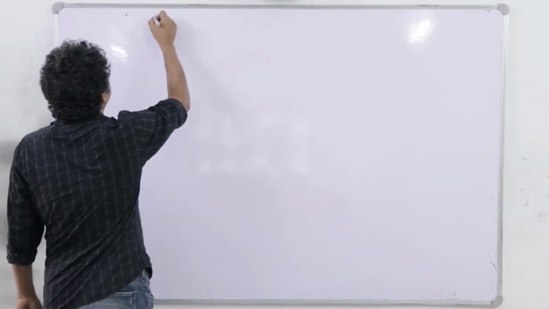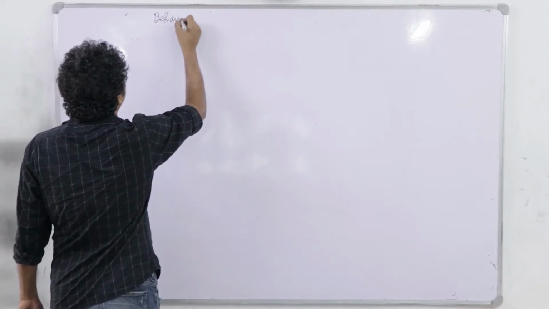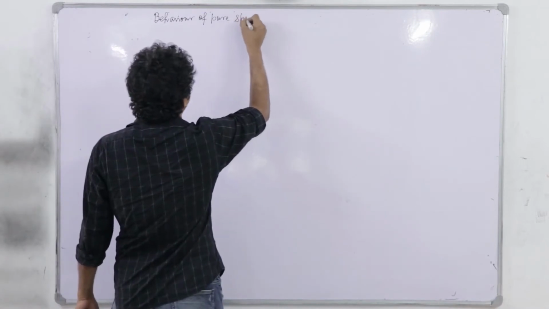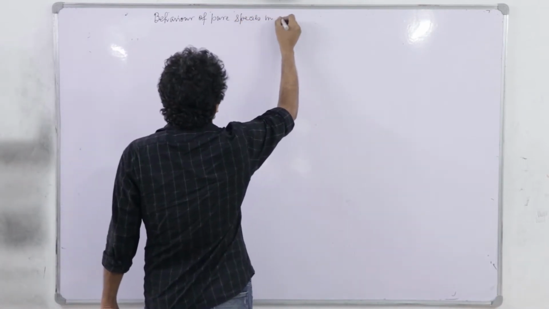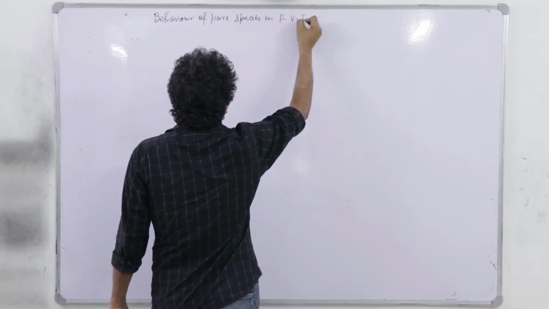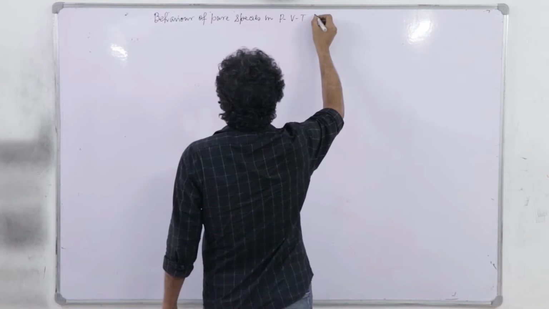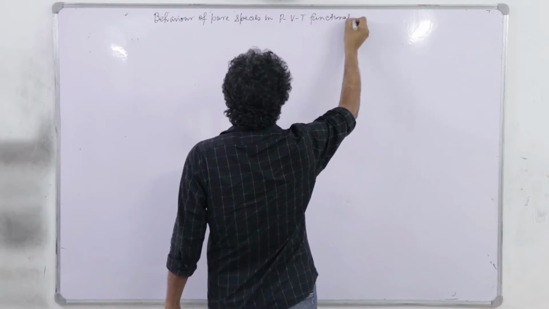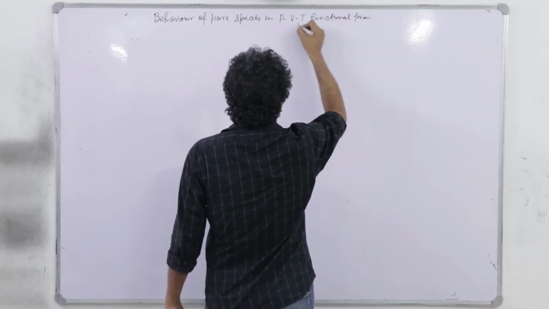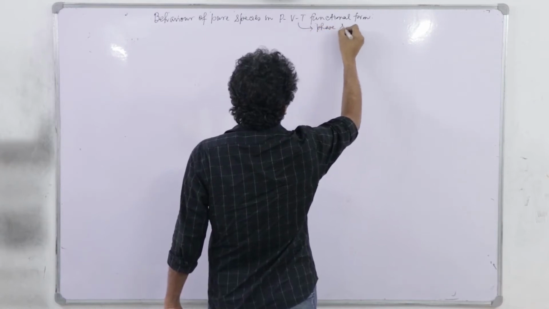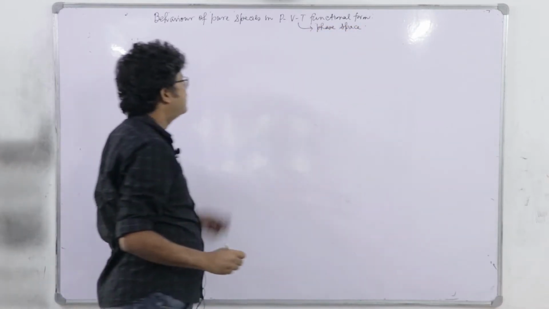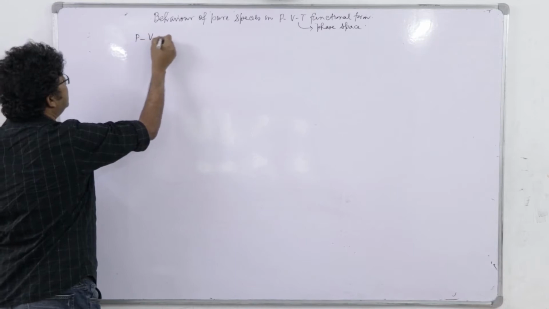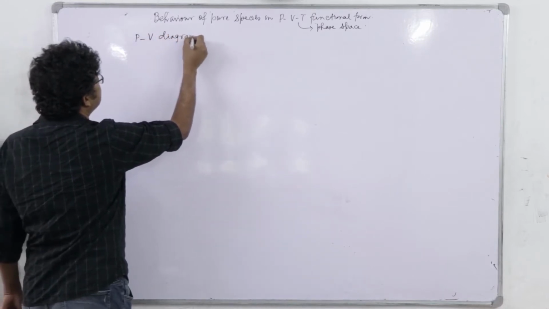So, behavior of pure species in PVT functional form or PVT phase space, right. So, first it will be a PV diagram, right.